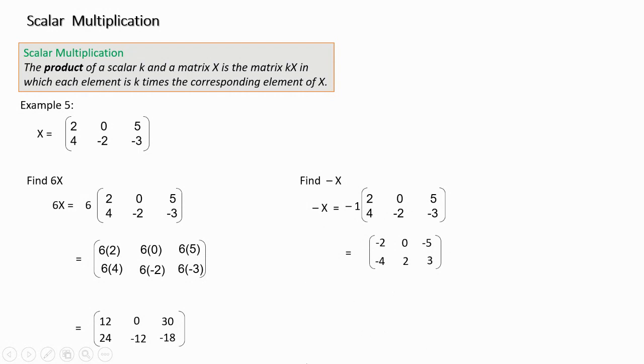Hey guys, if you have negative X, that means if there's no number there, it's like an invisible 1 there. We can switch all the signs of the elements in the matrix. For example, the 2 becomes negative 2, 0 stays as 0, the 5 becomes negative 5, the 4 becomes negative 4, the negative 2 becomes positive 2, and the negative 3 becomes positive 3. That's good to know, because when you subtract a matrix, you can actually turn it into addition, and this just switches all the signs on the negative matrix. Okay.